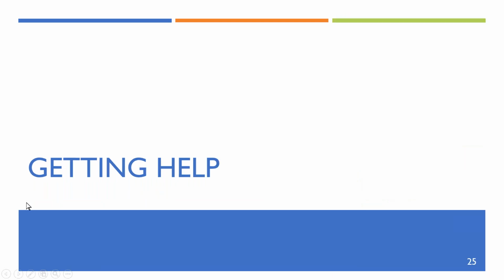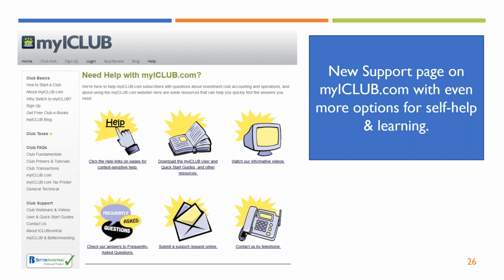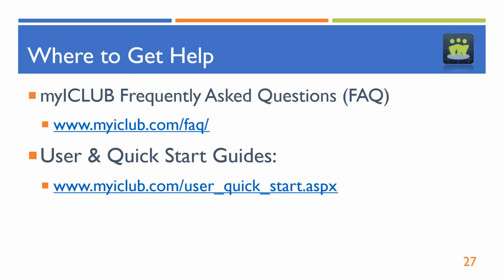Well, with that, I just wanted to close out with our information about getting help from myICLUB if you need it. We revamped our help support center at the end of last year before the tax season. So we have a new homepage for support with different areas for helping yourself, which is really useful. You can certainly reach out to us at any time by clicking on the envelope. You can call us by telephone. We've expanded our Thursday night hours till 9 p.m. Eastern time to better support those customers on the West Coast, and that program is continuing. We have our FAQ and our quick start guides that are available for download.